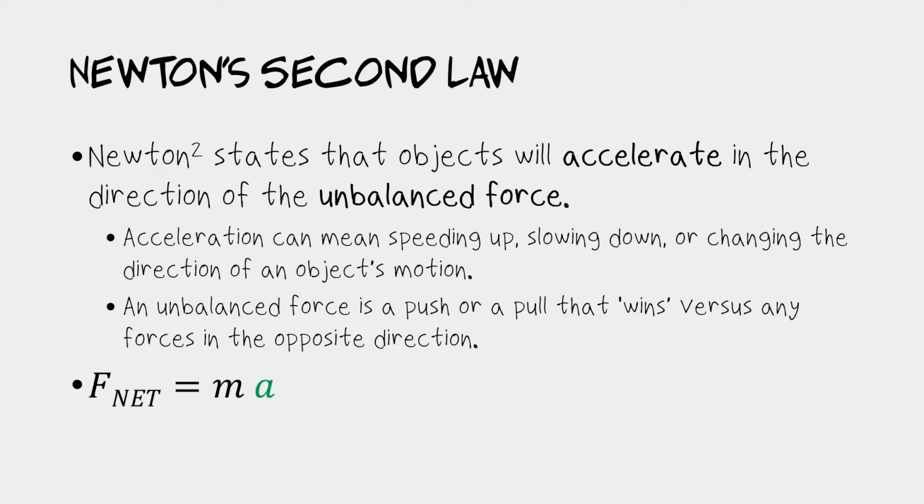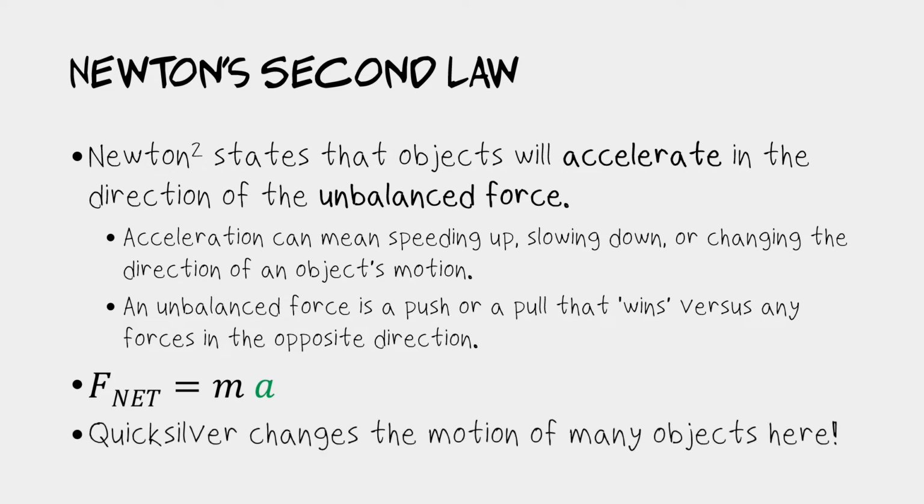So we have the expression F net equals ma. F net refers to all the forces added together. M is the mass of the object, and then A is the acceleration. And the acceleration's in green because that's kind of like the big thing in here, because Quicksilver definitely changes the motion of a lot of objects during this clip. And let's take a look at that in a little more detail.